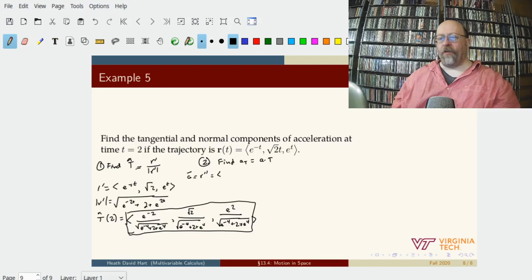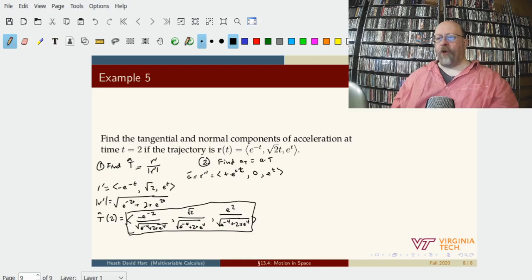The second derivative of e to the negative t is negative e to the negative t. Oh, shoot. This should be negative. This should be negative. This will be positive again. The derivative of negative 2 is 0. The derivative of e to the t is e to the t. There we go. All right.